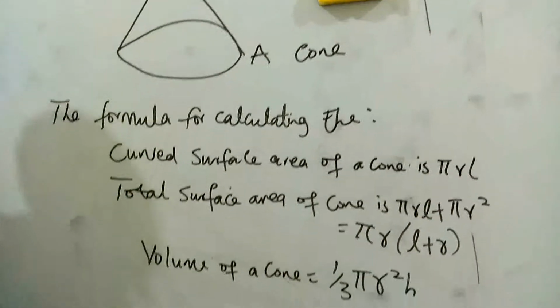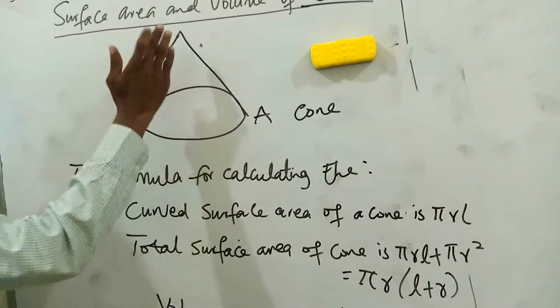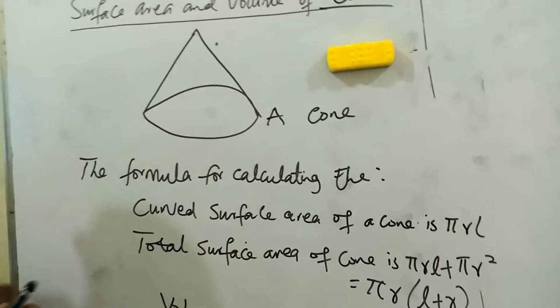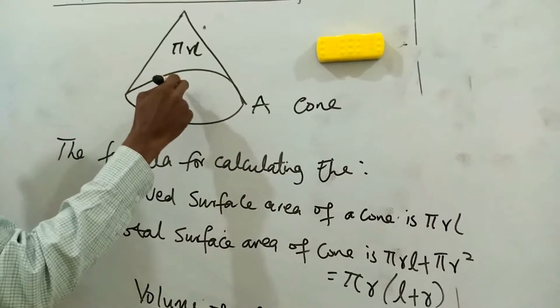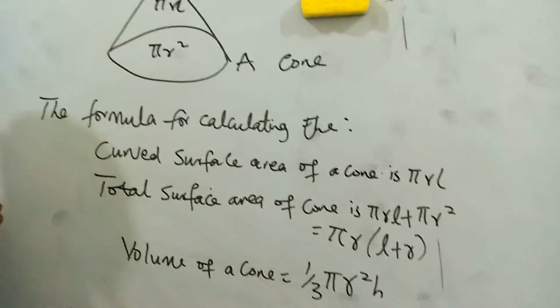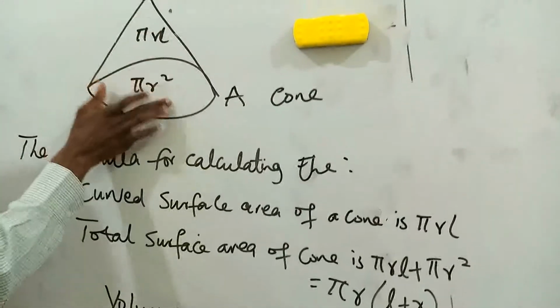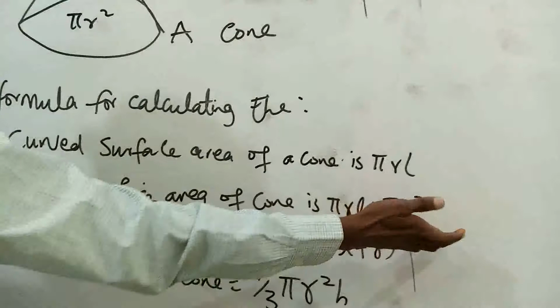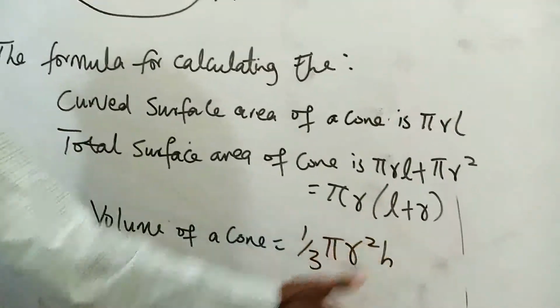You know that a cone has a circular base, and the area of the circle is pi r square, while the curved surface is pi r L. So our total surface area is this plus this, pi r L plus pi r square. Then the volume is given as 1/3 times pi r square h.